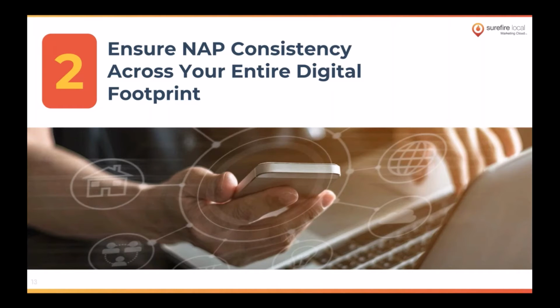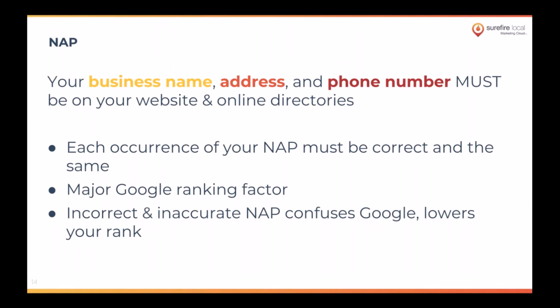NAP consistency is one of the most important things that could possibly be done on a website, and we focus very hard on making sure that this is correct. NAP is name, address, and phone number. You've all seen, and we just showed it a second ago on the Handyman website, that you've got where the business is, the address and the phone number, and we tell that to the search engine.